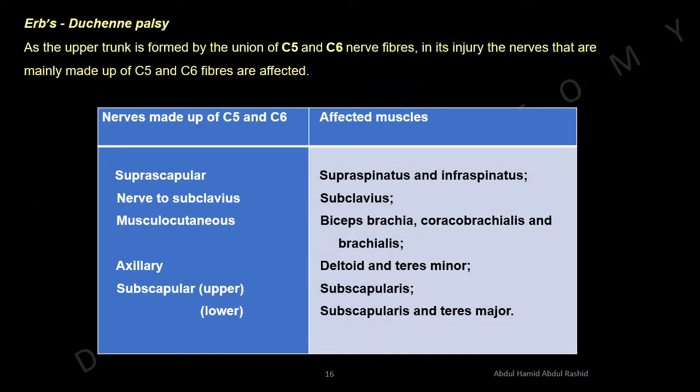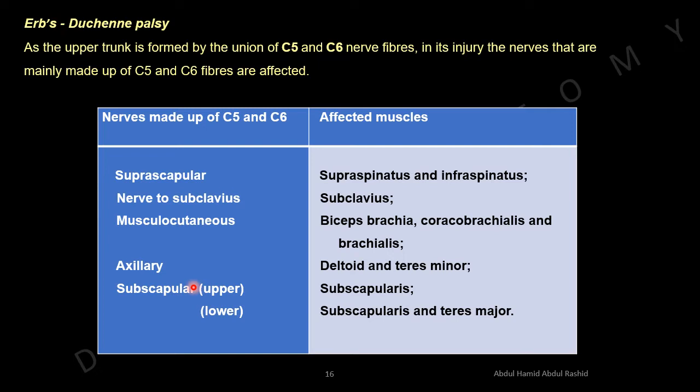Upper trunk or abduction palsy. As the upper trunk is made up of the union of C5 and C6 nerve fibers, in its injury, the nerves that are mainly made up of C5 and C6 fibers are affected. What are the nerves chiefly made up of C5 and C6? They are the suprascapular nerve, nerve to subclavius, musculocutaneous nerve, axillary nerve, and the upper and lower subscapular nerves.